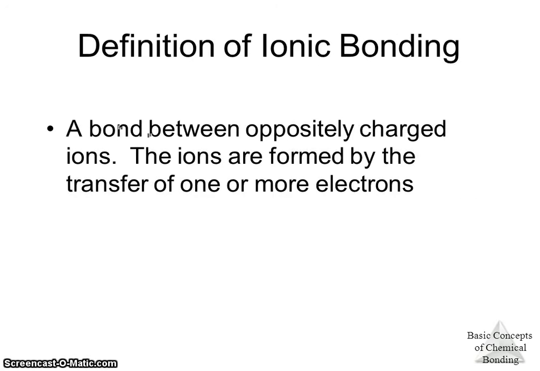So our definition of ionic bonding is a bond that occurs between oppositely charged ions. The ions are formed by the transfer of one or more electrons. So that means we have two atoms. One of the atoms is going to have a low ionization energy. So if you remember, that would be a metal, something down and left on the periodic table, and then something that's going to be non-metal, which would have a higher ionization energy, but would also attract electrons. We would say that it has a high electron affinity.